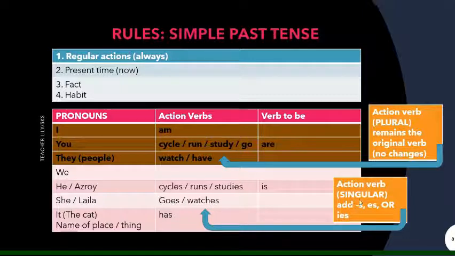So the action verb here changes a bit. For singular, you have to add s, es, or ies. Look here: cycle becomes cycles, run becomes runs, study becomes studies, with ies. Meanwhile here, it didn't change. You cannot change it. And then you also add es, for example, watches. Go becomes goes. So that is the difference between action verb plural and action verb singular.